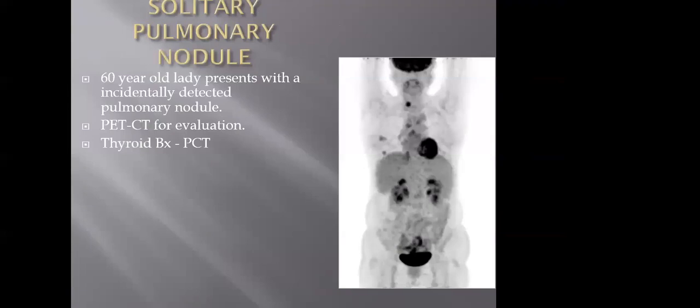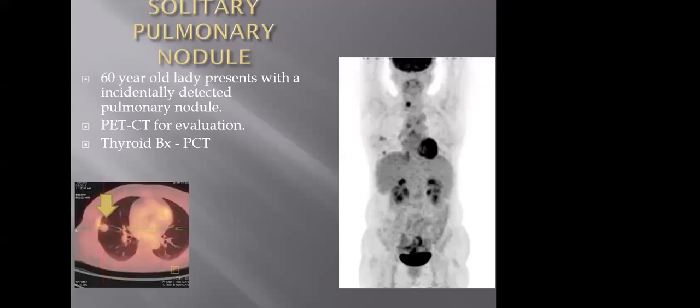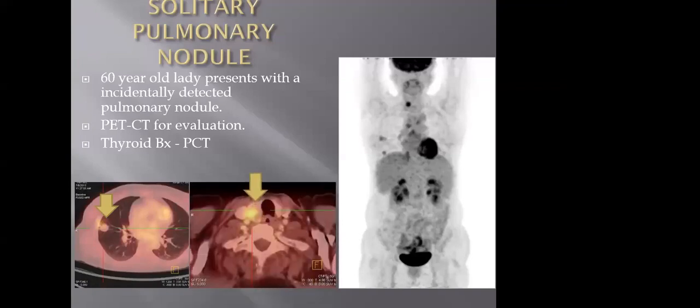This was a case of solitary pulmonary nodule incidentally detected. A PET scan was done just to see if we can pick up a primary, and what we picked up, next slide, was a PET positive nodule, which was already known. Next slide. And a PET positive nodule in the thyroid. The biopsy showed that this was a papillary carcinoma thyroid with metastasis to lung. Next slide, please.